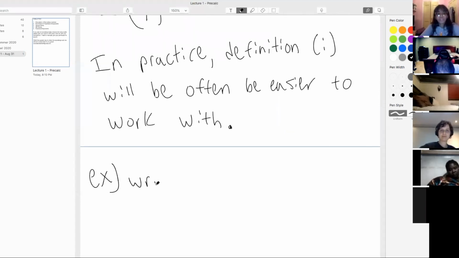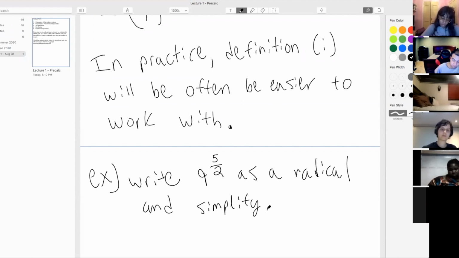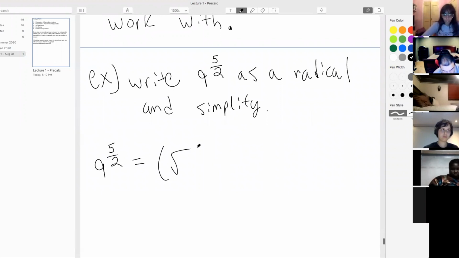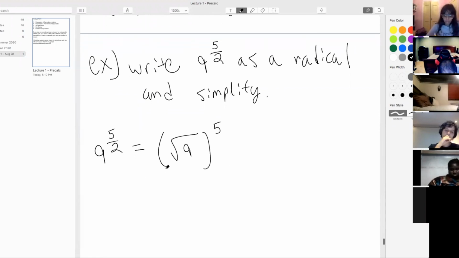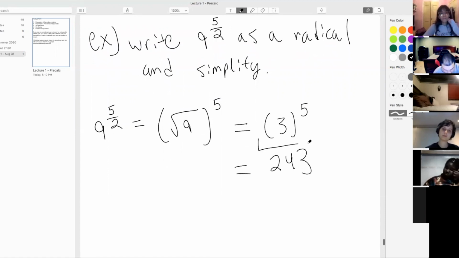Okay, here we go. Write 9 to the 5 over 2 as a radical and simplify. I'm going to use definition 1 again. So 9 to the 5 over 2 is the same thing as the square root of 9, to the 5th power. This is simple because the parentheses is just 3, because that's what the square root of 9 is. That's just 3 to the 5th. If you want, you can write this out: 3 to the 5th is 243. But I'm certainly okay with you stopping right there.